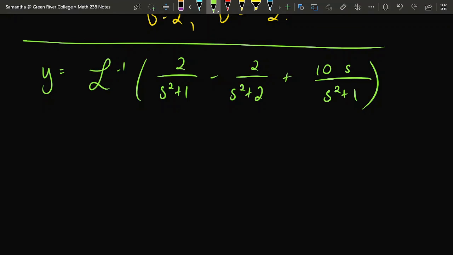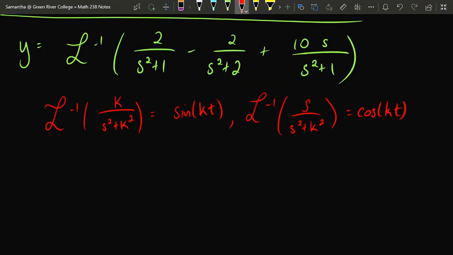And as usual, we're going to turn to the table. The table is going to tell us what to do with number divided by s squared plus number squared, and s divided by s squared plus number squared. So now it's time to start fussing with the functions that we're trying to inverse transform so that they match the entries in the table exactly.